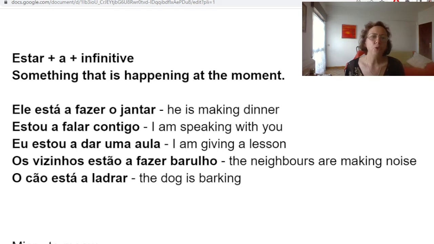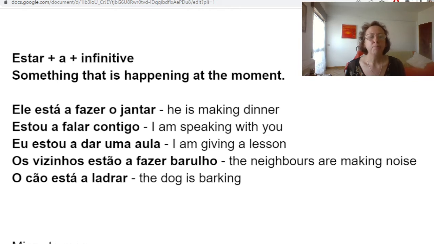Os vizinhos estão a fazer barulho. The neighbors are making a noise. O cão está a ladrar. The dog is barking.